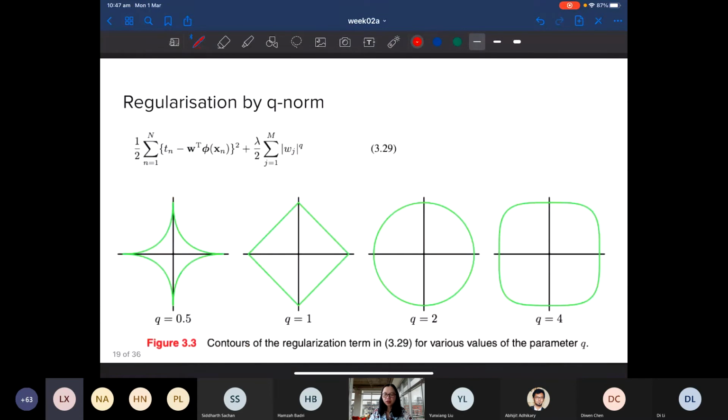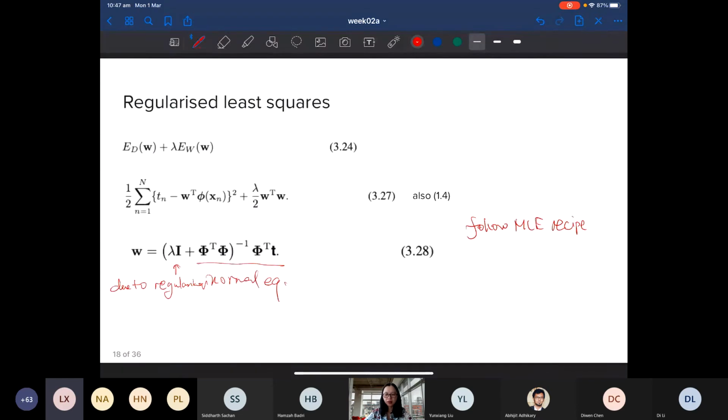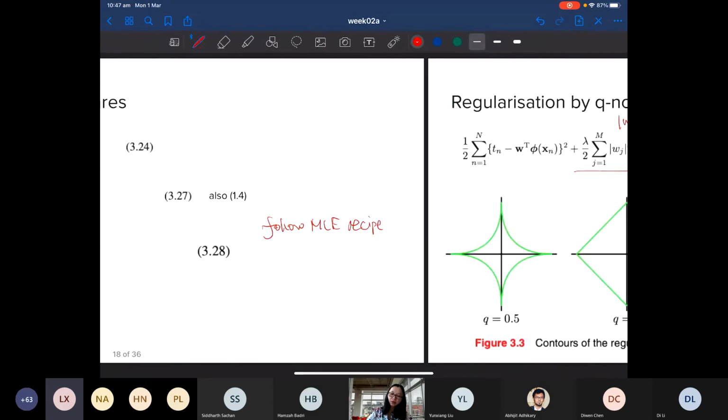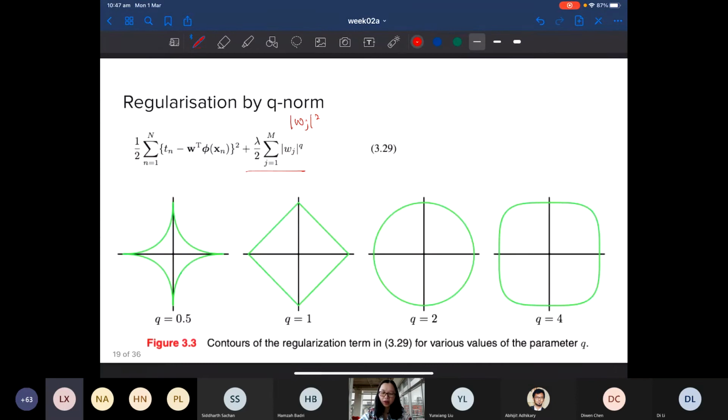So first, let's look at the regularizer term. What we did was look at regularizing in the L2 sense. In here, W transpose W, the inner product of the W vector, is essentially the sum of the squares of each component. So it's this one, L2 regularized.